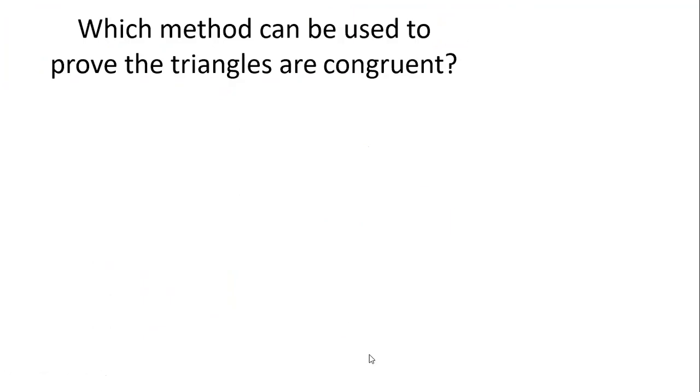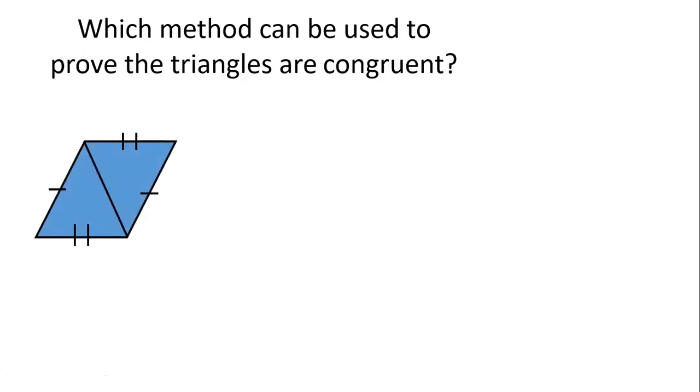Now, which method can be used to prove the triangles are congruent in the following? If you have this figure, and you are talking about this triangle here and this triangle here, which case do you use in order to prove that they are congruent? Case 1, case 2, or case 3? I can see that this side is equal to this side is equal to this side, and we have a common side, so here they are congruent by SSS.